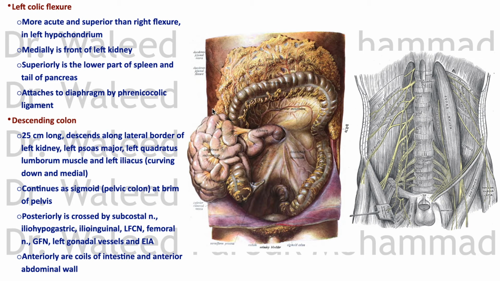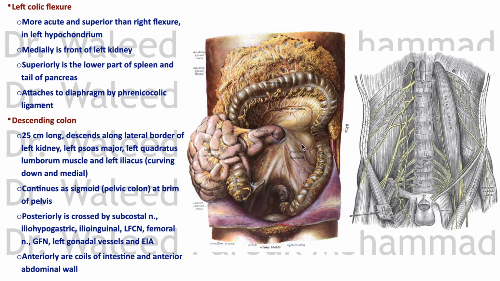The left colic flexure is more acute than the right one. It's higher because it's attached to the diaphragm by the phrenico-colic ligament, and it's on the left side of the left kidney. It's not on the kidney, it's on its left side. So the kidney is its right relation, and it makes an impression on the spleen too, because superiorly is the lower part of the spleen and the tail of the pancreas. So remember, the right colic flexure made an impression on the liver. The left colic flexure made an impression on the spleen. Remember this.